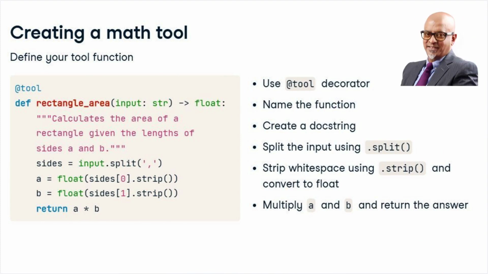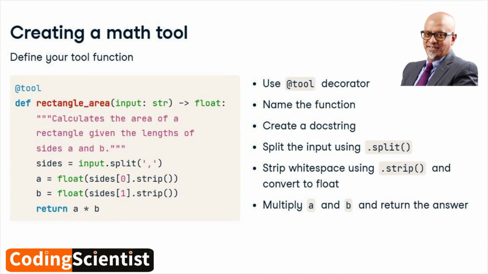We'll start by using a decorator, called @tool, that LangChain uses to recognize custom functions as tools. After the decorator, we'll create a function called rectangle_area that takes in a string as an input. We then include a docstring to describe the function's purpose, specifying that it calculates the area of a rectangle given the lengths of two sides, A and B.